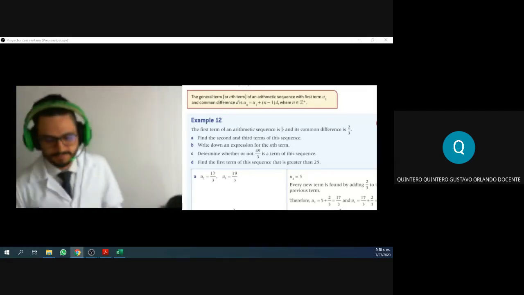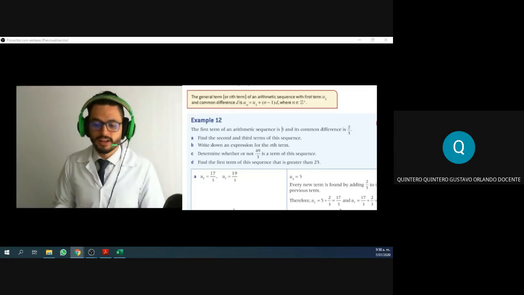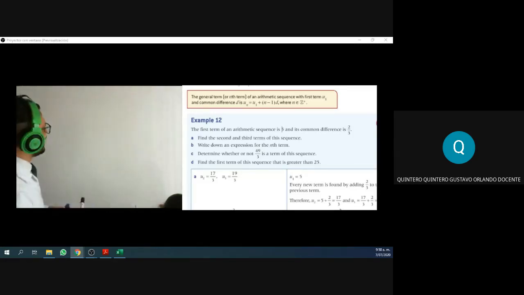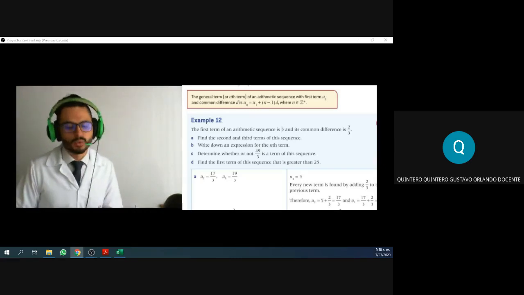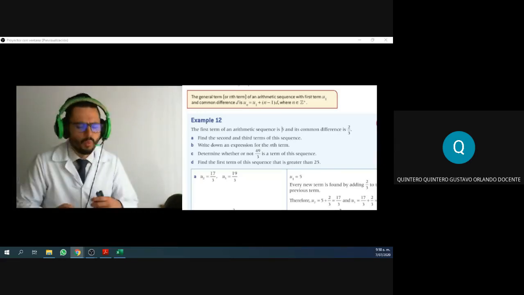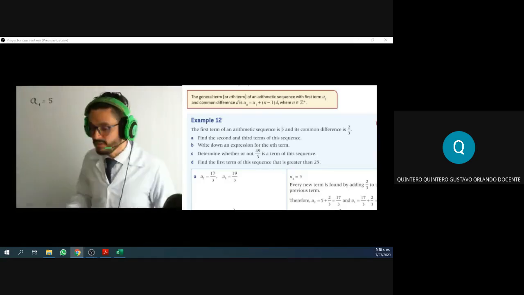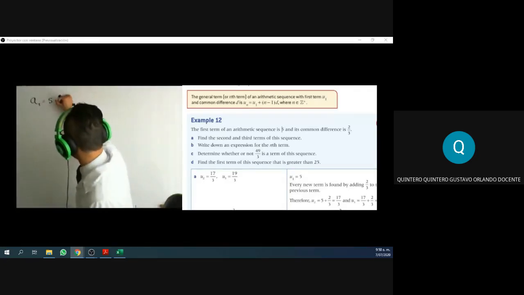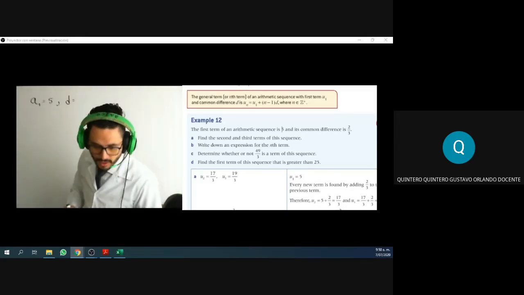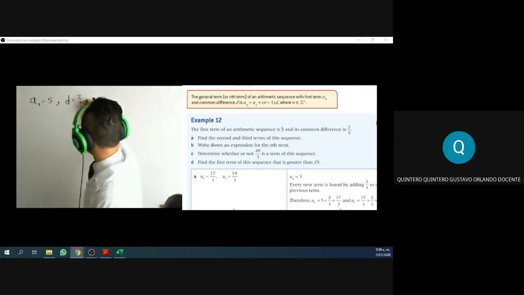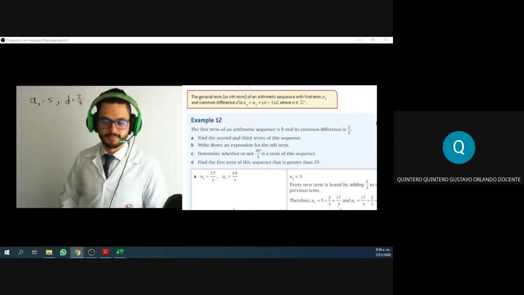All right. Let's take a look at the question. The first term of an arithmetic sequence is 5. So we know one thing. You can use any name for the sequence. A, B, C, whatever. I like to use A. So I know that A1 is 5, right? The first term of an arithmetic sequence is 5. And the common difference, in other words d, is 2 over 3. That is the difference. Beautiful.